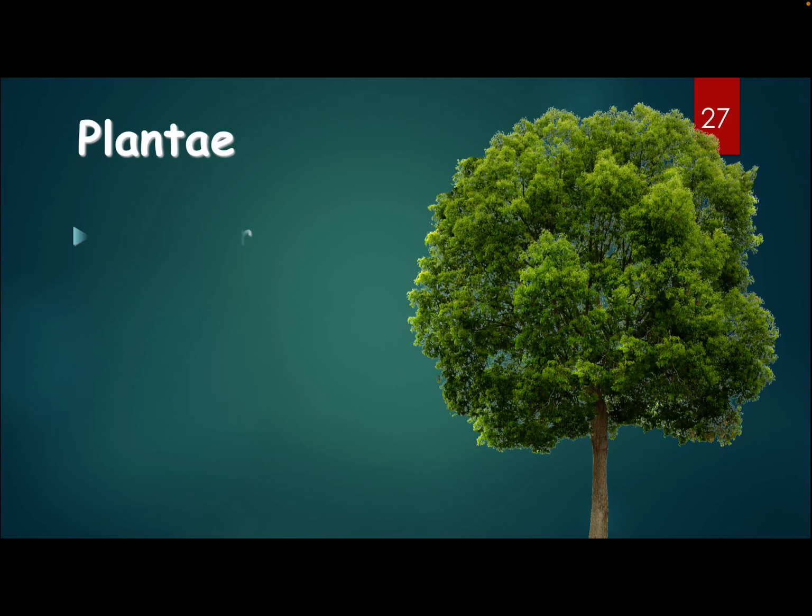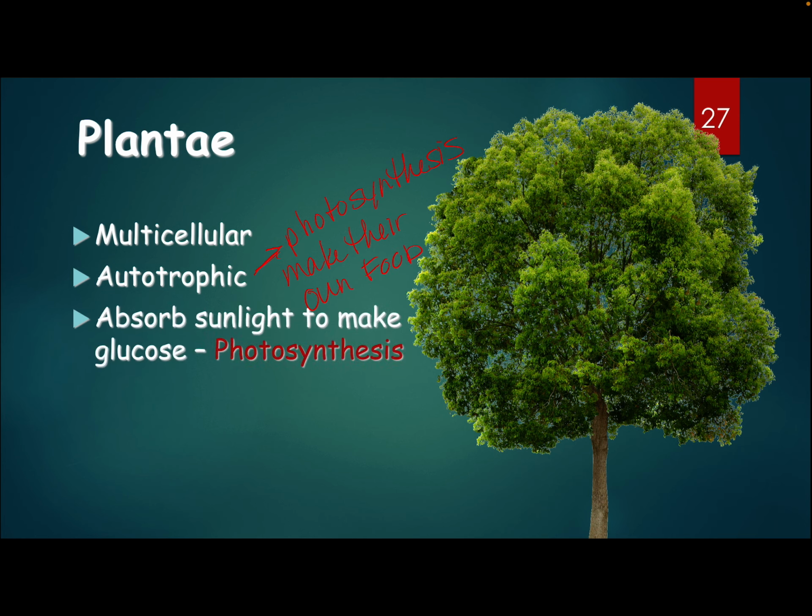All right, so Plantae, they are multicellular. They are autotrophic. Hopefully by now we know what autotrophic means. That means they are photosynthetic in this case. They make their own food. They absorb sunlight to make glucose. This is a process called photosynthesis. And they have cell walls made of cellulose, which is another carbohydrate.